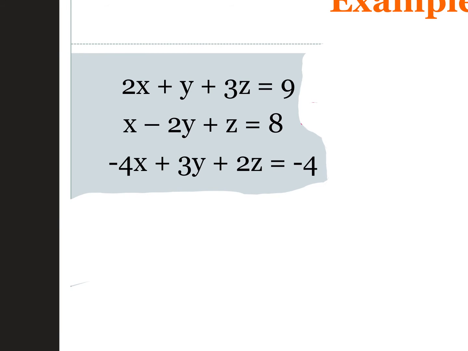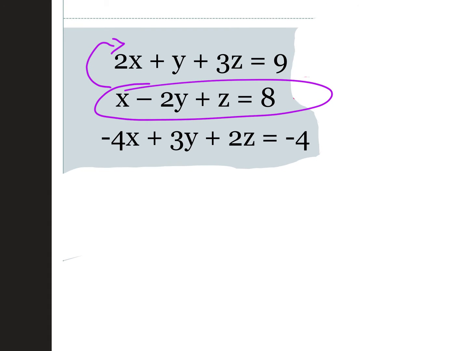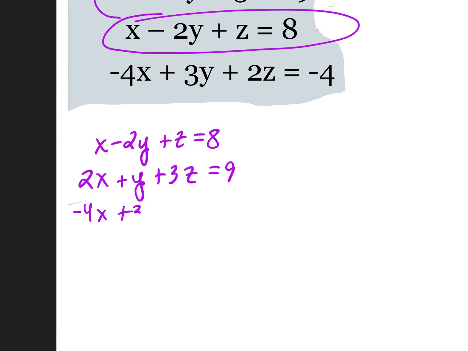Okay, same type problem, I should say. What is the rule? We have to start off with what? The first one has to be positive 1x. Is it? Yes or no? No. Can I take this equation and write it on top of this? Absolutely. So I'm going to rewrite this set of linears. X minus 2y plus z equals 8. It doesn't matter where you write the other two. Just make sure they're underneath it. So I'm going to write 2x plus y plus 3z equals 9. Negative 4x plus 3y plus 2z equals negative 4.